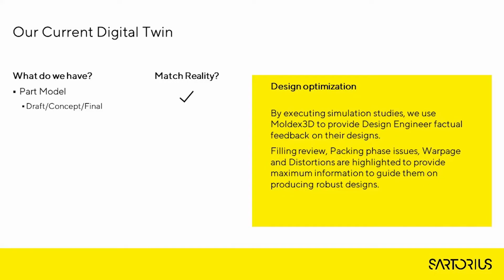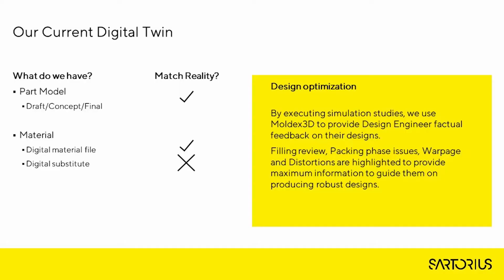Our first step is design. We will always have certain inputs. They will or will not match the exact form in the exact reality. For example, part models, be that in a draft, a concept or a final form. It's what we ultimately need to achieve. And let's face it, without that, we can't really do a lot. Does it match reality? Yes, it's our ultimate goal.